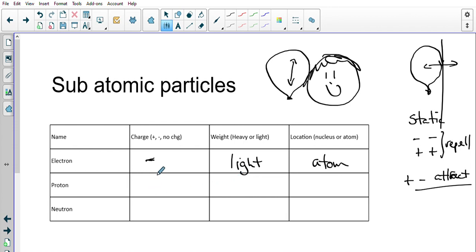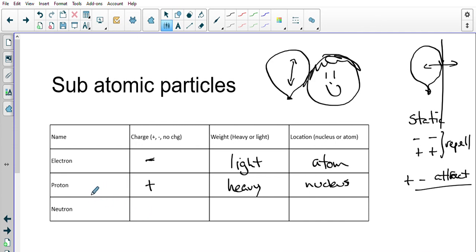That's where they exist. Protons are positive, P and P. That's how you can remember that. They are heavy, and they're in the nucleus, that very small fly-like thing. And then we have the neutron.